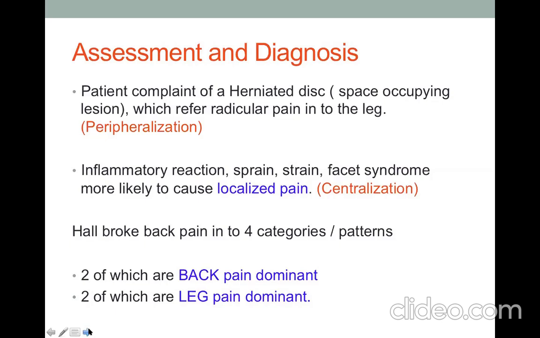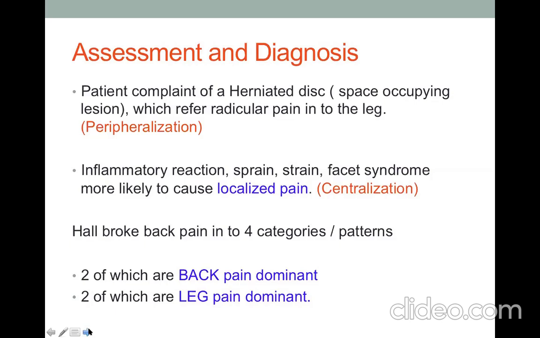Now, peripheralization is bad. Whenever a patient has peripheralization, that means the nerves are being impinged. Your main rule, according to McKenzie, is to get the patient from peripheralization to centralization. So that's a good prognosis.